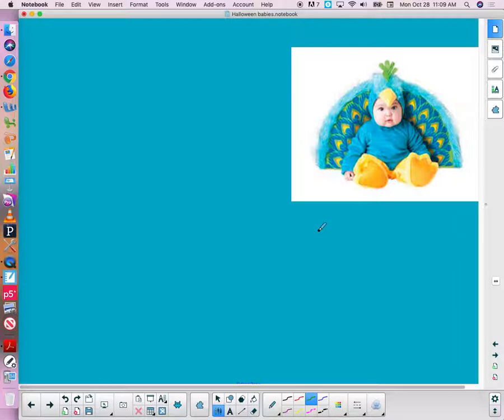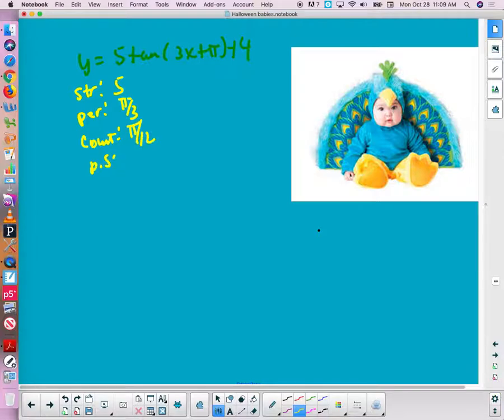Y equals 5 tan (3x plus pi) plus 4. Okay. So the stretch is 5. The period is pi over 3. The count is pi over 12. Phase shift, negative pi over 3. Vertical translation, 4. Are y'all okay with that? Okay.